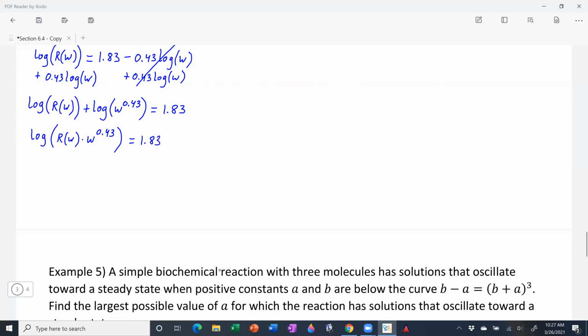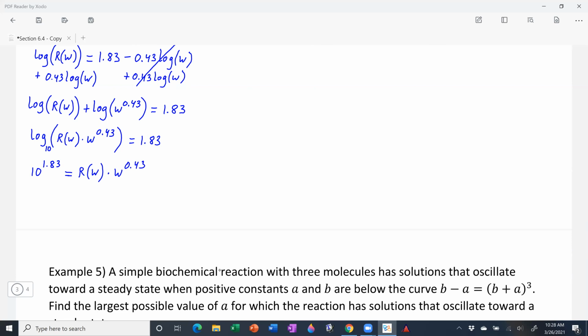1.83 over there. Okay, so we can't combine the stuff that's in there, but we don't really care now because remember, we're just trying to isolate r of w. Okay, so now that we have a single log equals a number, we can switch this into the exponential form. And remember that there's a base 10 right there. So to switch this into the exponential form, we would go, if you recall, it's the base raised to the power of the other side equals the part inside the log. So it's going to equal this r of w times w to the 0.43 power.